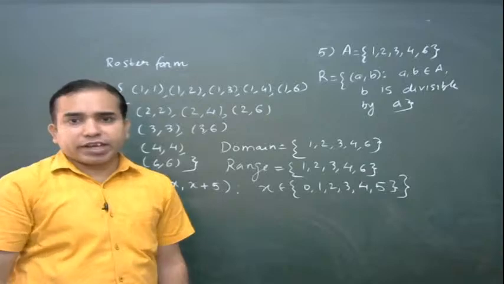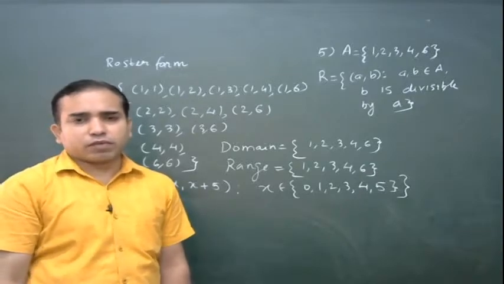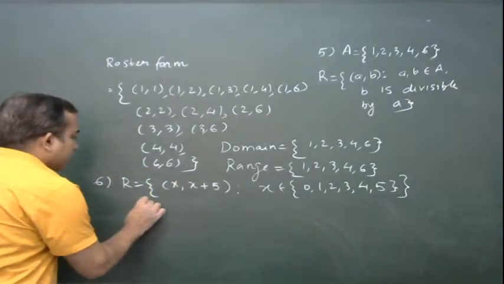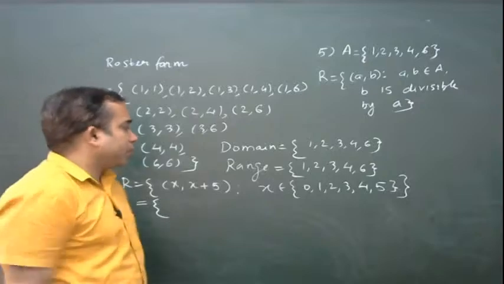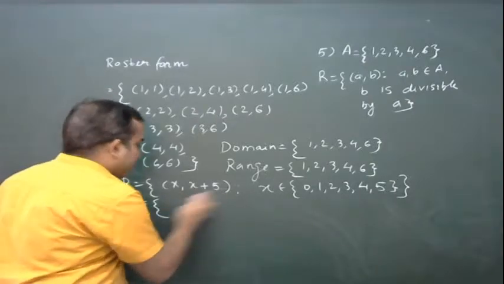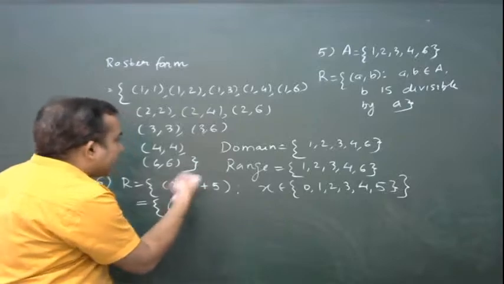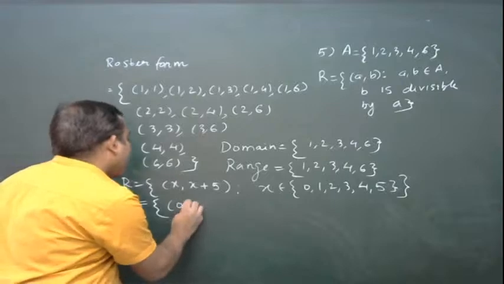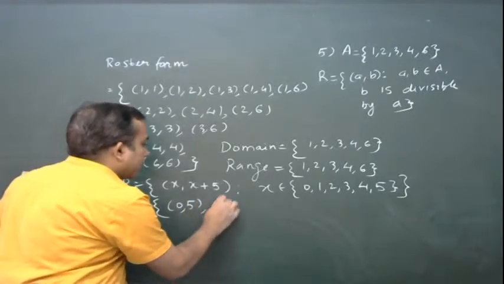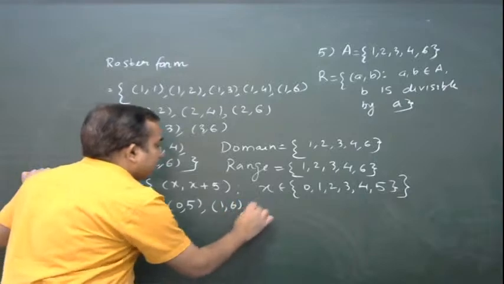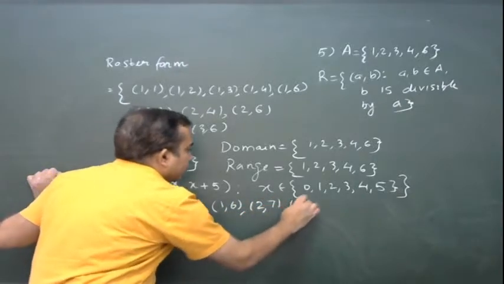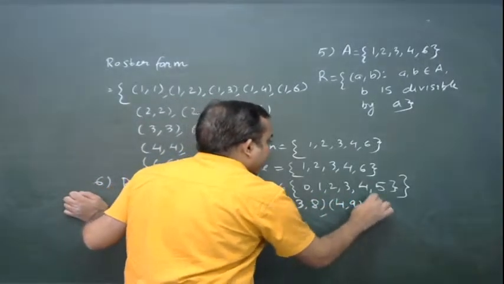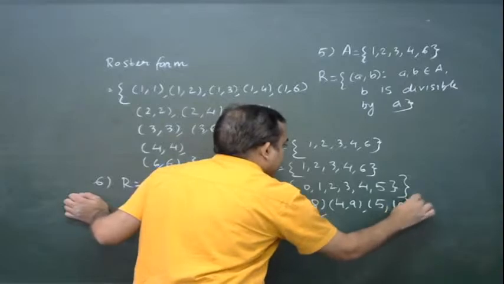To find domain and range, it will be easy if I write the roster form. So I first write the roster form. Roster form means I have to write all its elements. The first element is x, suppose I take 0, then the next element will be 0 plus 5, which is 5. Then I took 1, 1 plus 5 is 6, then 2 gives 7, then 3 plus 5 is 8, then 4 gives 9, 5 gives 10. Correct?